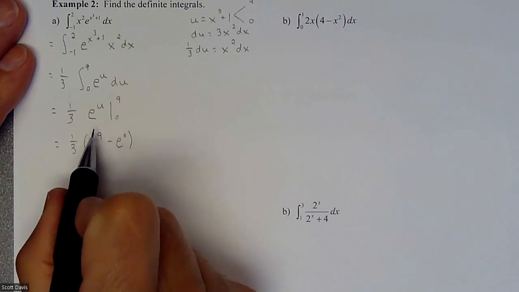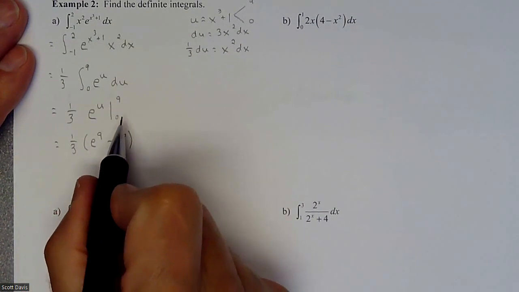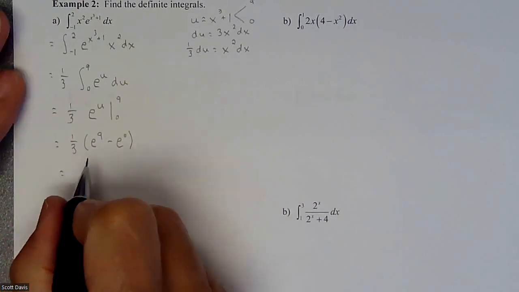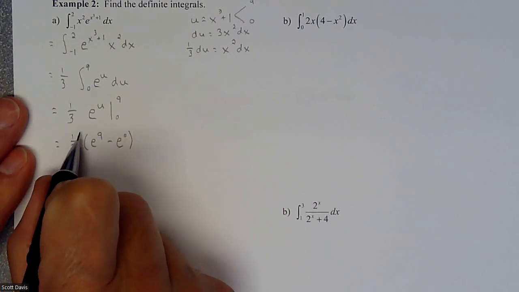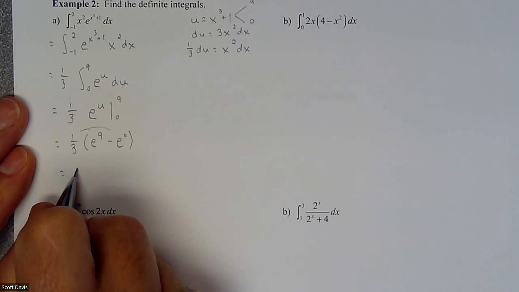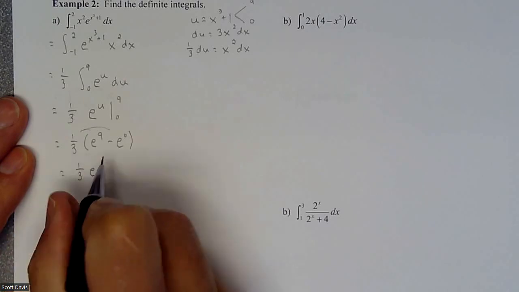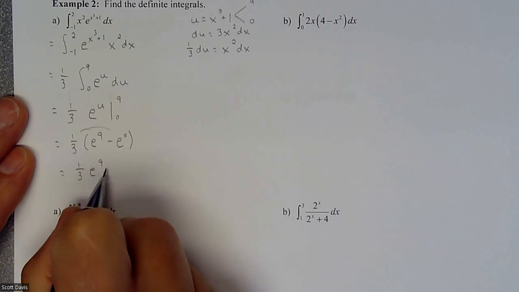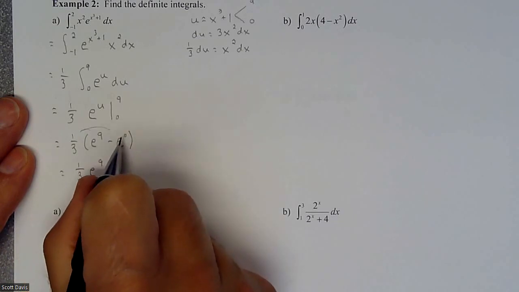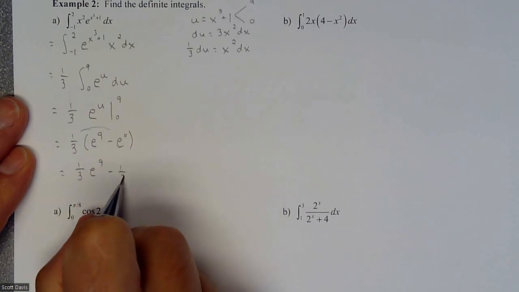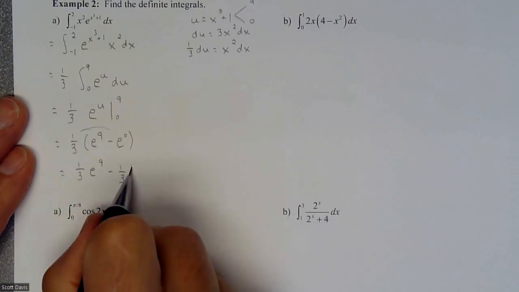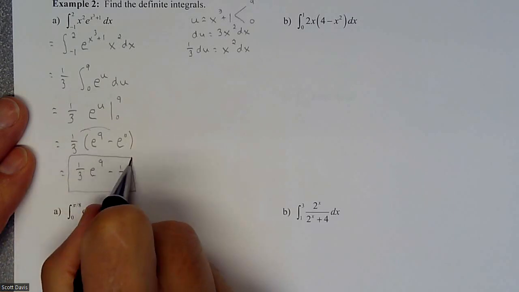Right? I'm plugging in the upper bound minus the lower bound. And then that's going to give us basically an e to the 9th, but I'm going to distribute a 1/3 into that. So that's going to be a 1/3 times e to the 9th minus e to the 0, which is 1. So 1/3 distributed into that is just going to leave us with that value as the area under its curve.